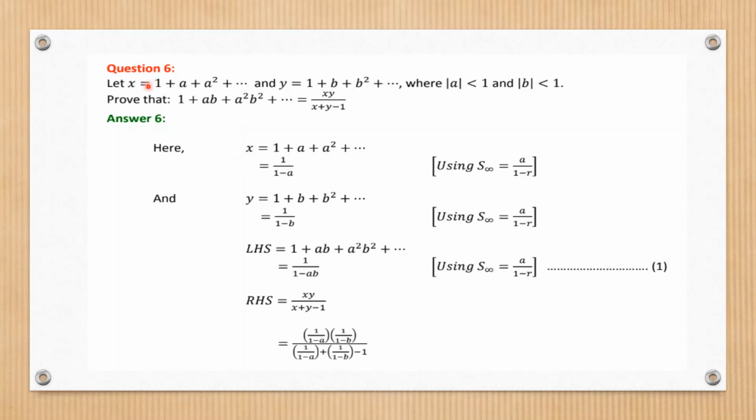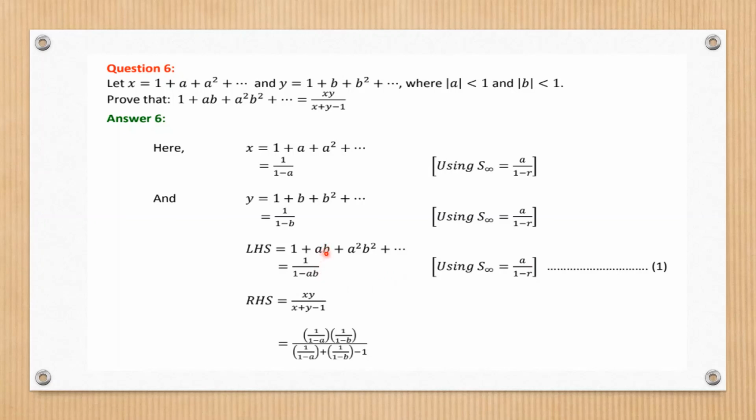x is equal to 1 plus a square plus and so on. Let us apply the formula for S infinity, and we get the value as 1 upon 1 minus a. Here a is 1, r is a. y is 1 upon 1 minus b, after applying the sum of infinite GP. And to the third one also, 1 plus ab plus a square b square plus and so on, again applying this formula, I get 1 upon 1 minus ab, as the common ratio is ab here.